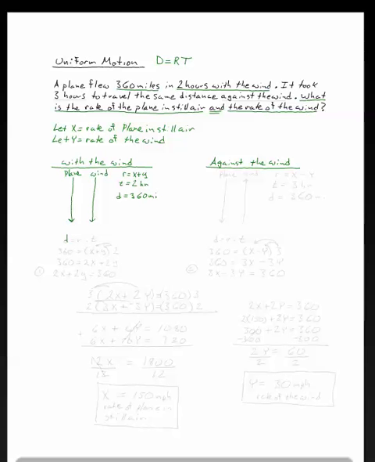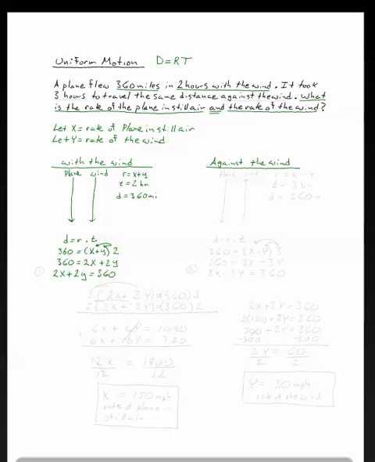So when we have distance equals rate times time, the distance is 360, the rate is x plus y, and the time is 2. So if we distribute, we get 360 equals 2x plus 2y, and then all we need to do to get this in standard form is reverse the equation. So we've got 2x plus 2y equals 360. So there's our first equation with the wind.